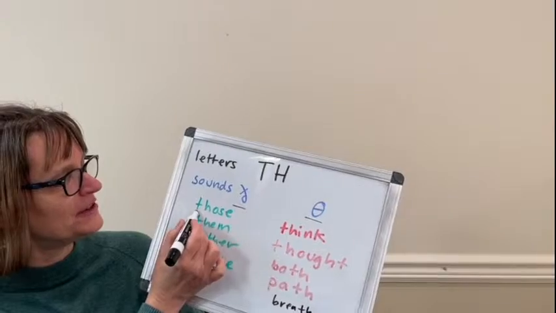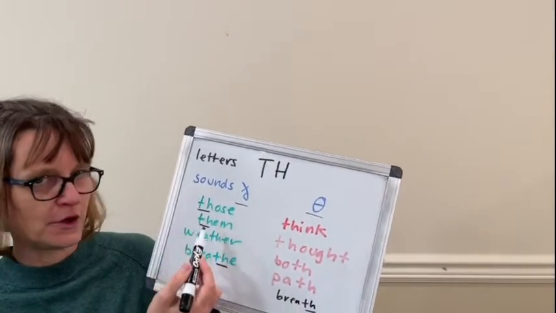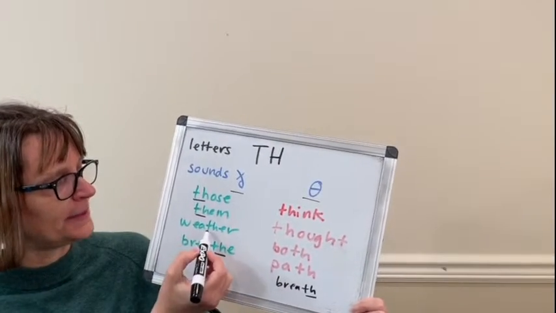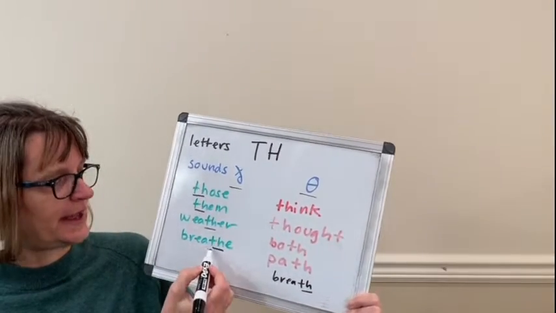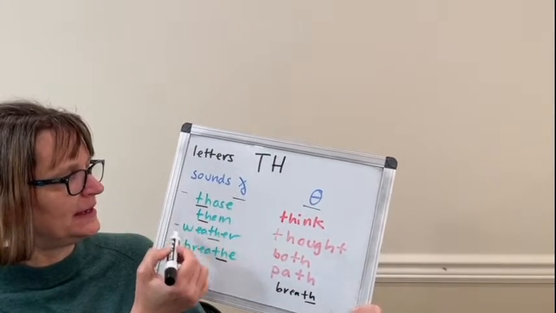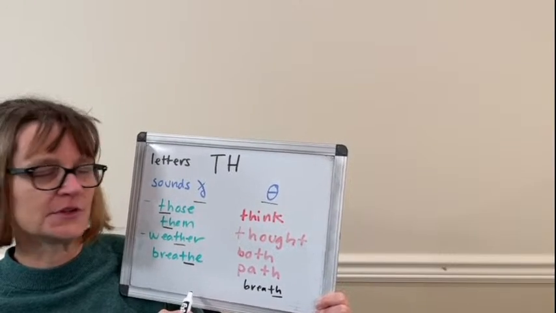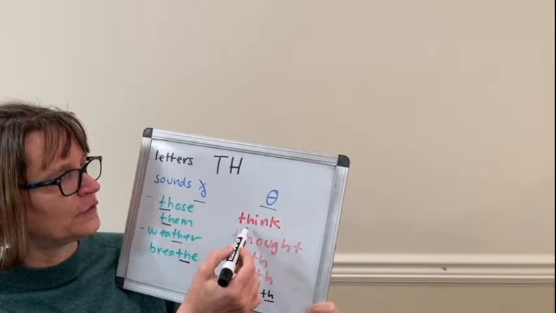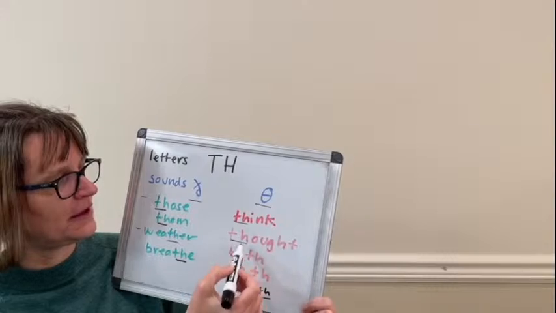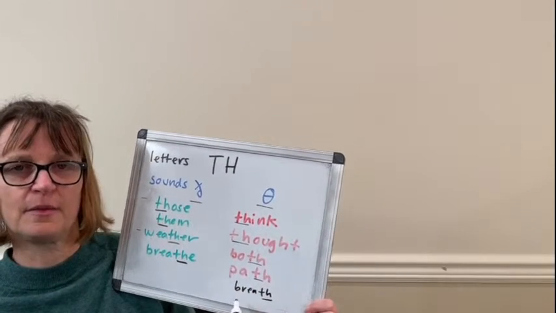Let's just go through these words just to give you some more examples. So we have, for example, those, them, weather, and breathe. The voiced TH is more common in the beginning and middle of words, and we use it a little less frequently at the ends of words. And then for the voiceless TH, we have think, thought, both, path, breath.